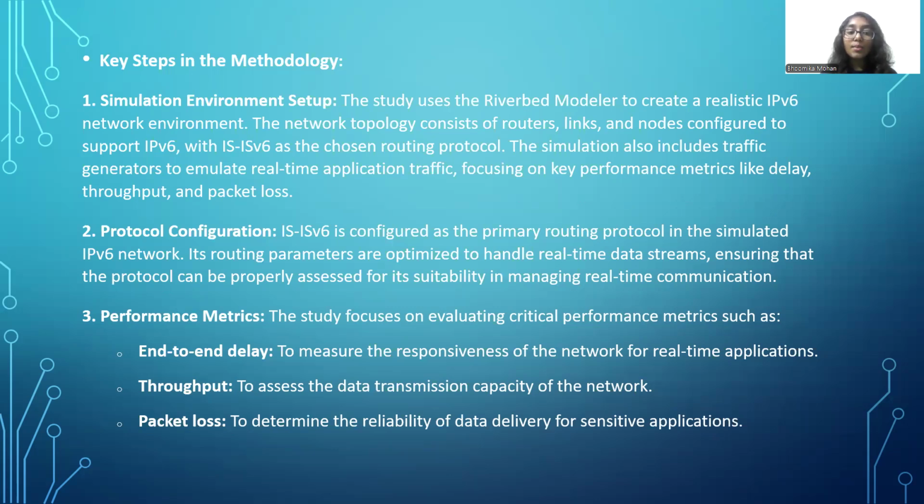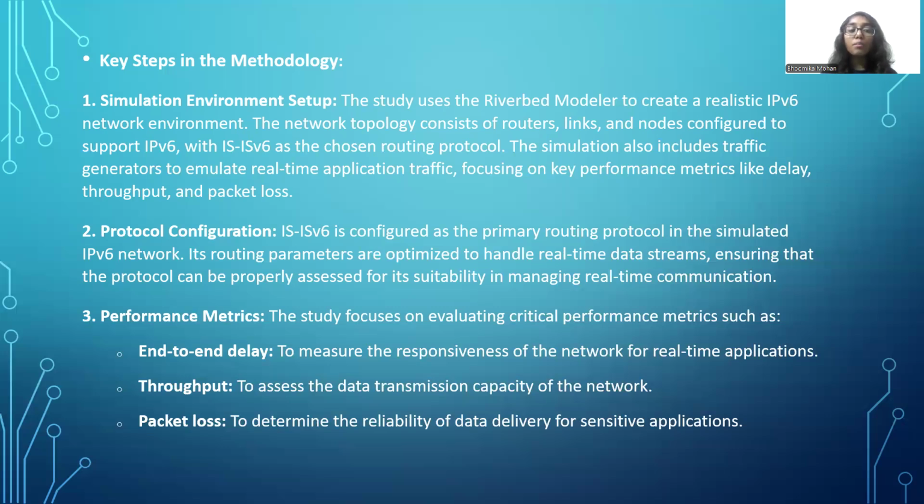The second step is protocol configuration. ISIS v6 is configured as the primary routing protocol in the simulated IPv6 network. Its routing parameters are optimized to handle real-time data streams, ensuring that the protocol can be properly assessed for its suitability in managing real-time communication.